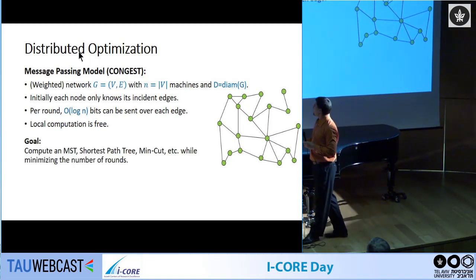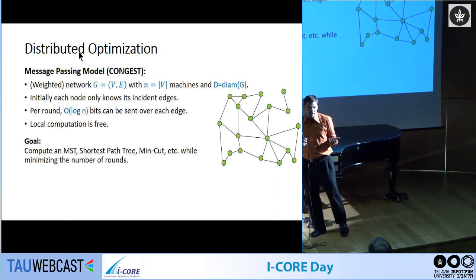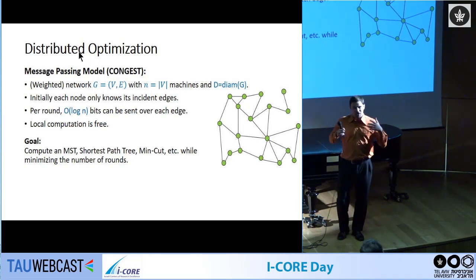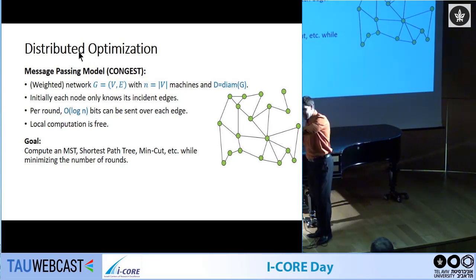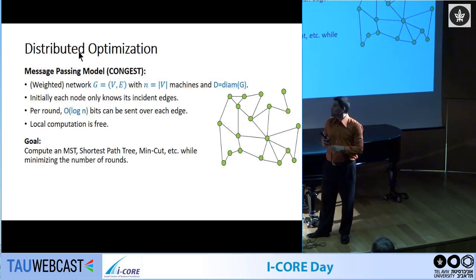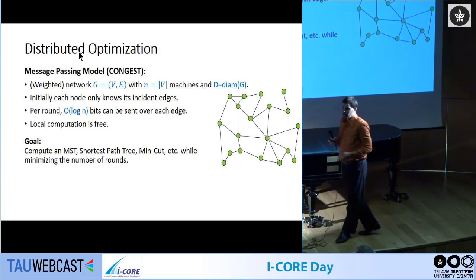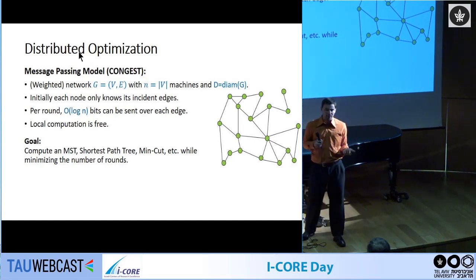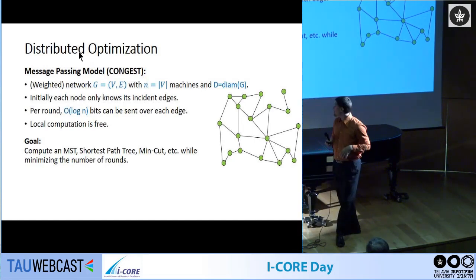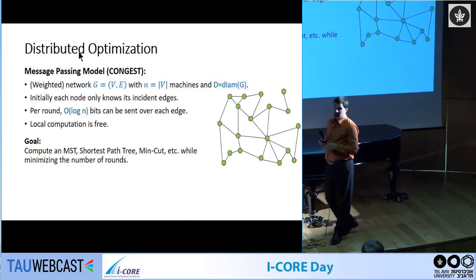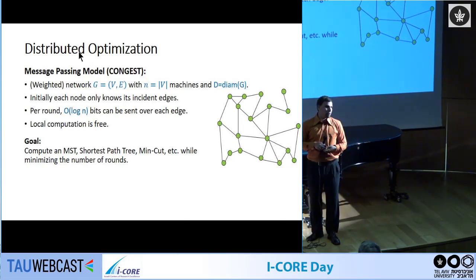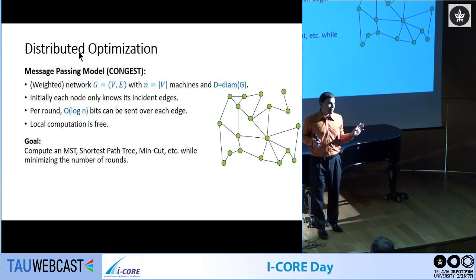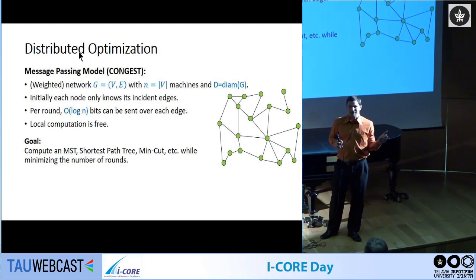And then the question is, pick your favorite optimization problem. Right? From your undergrad algorithms days, suppose that they have weights on the edges: find the shortest path from A to B, compute a shortest path tree, compute a minimum cut in the network, or any question like this. And what do we try to minimize? We want to minimize the number of rounds that it takes to compute one of these things. Does the model make sense? Is that clear? Yeah? Awesome.